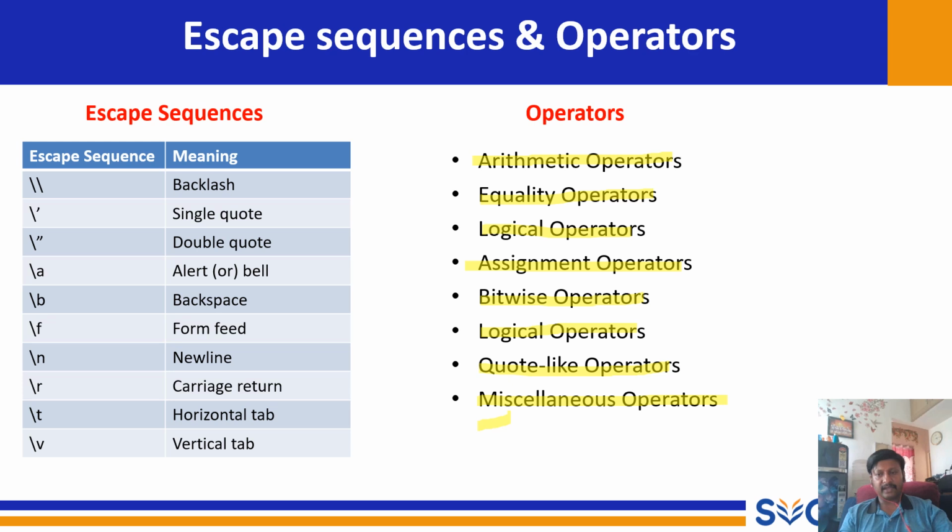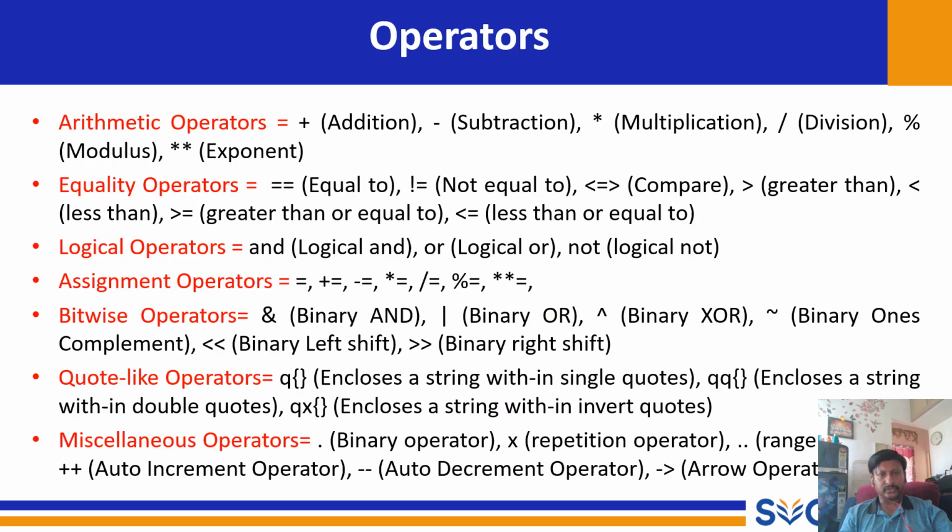So totally we have 8 operators present in Perl. Now we discuss elaborately on these operators. About arithmetic operators, we can find plus for addition, minus for subtraction, asterisk for multiplication, slash for division, percentage for modulus, and double asterisk for exponent.